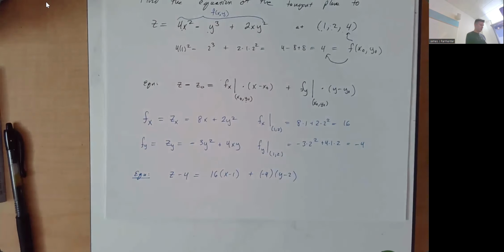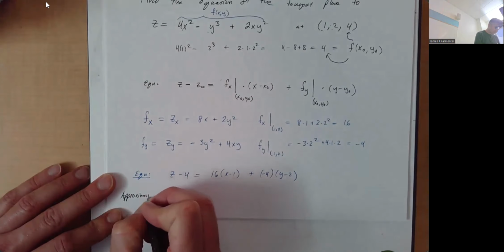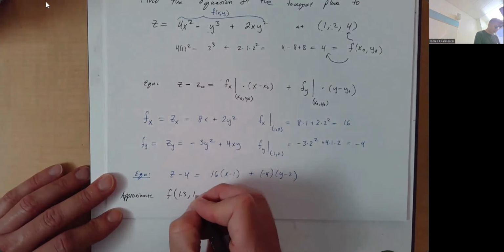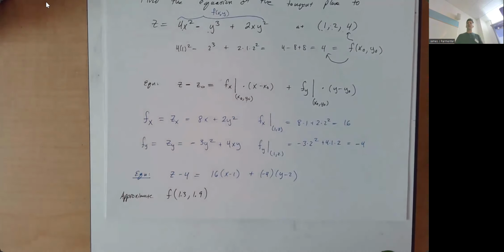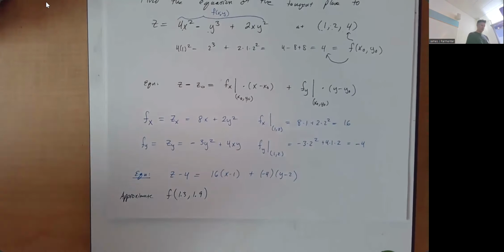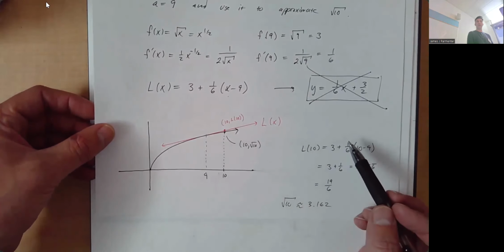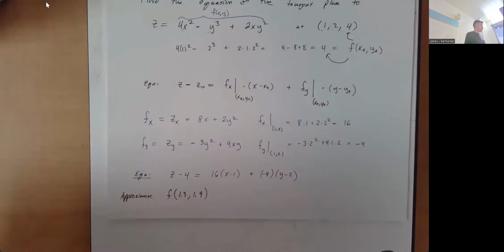And then someone could ask the question, use this to now approximate f of 1.3 comma 1.9. Values that are relatively close to the actual given values of x and y. They shouldn't be too far away. Otherwise, your tangent plane is very different from what the actual surface looks like. Just like back in our very first example, right? If you move way far away from the point of tangency, the function and the linearization move farther and farther apart from each other. So the further away you move from the point, the less good your approximation is.